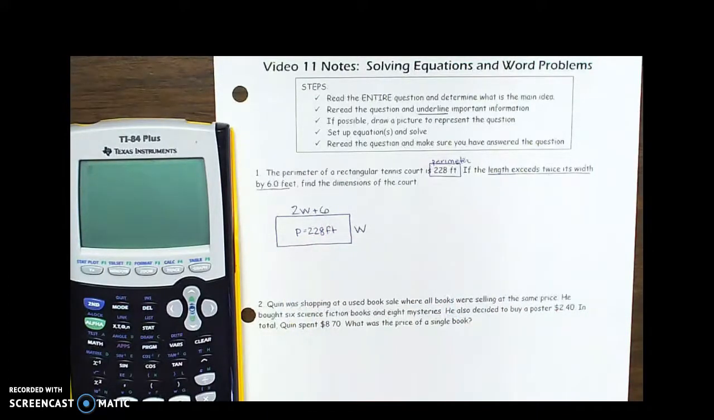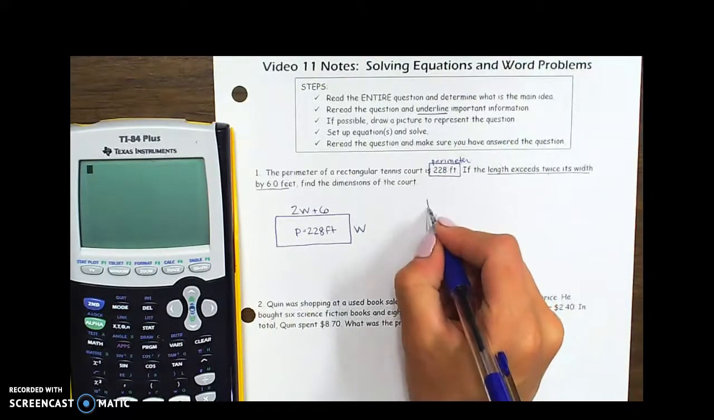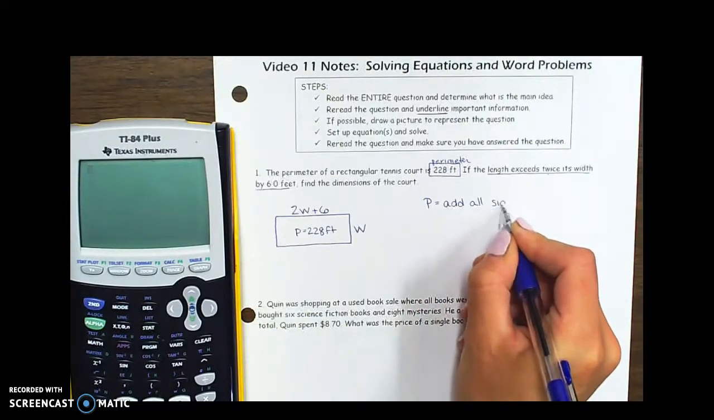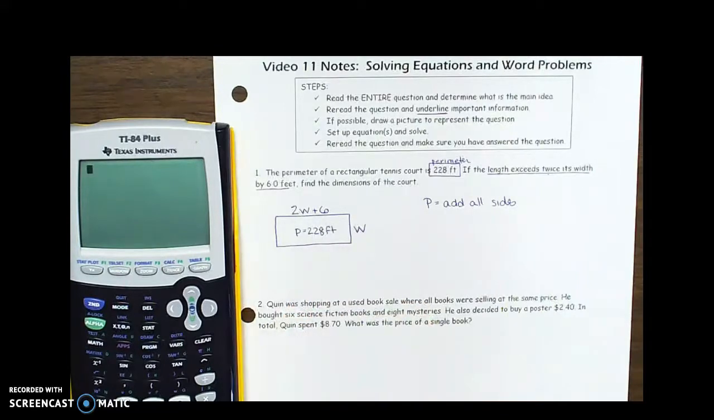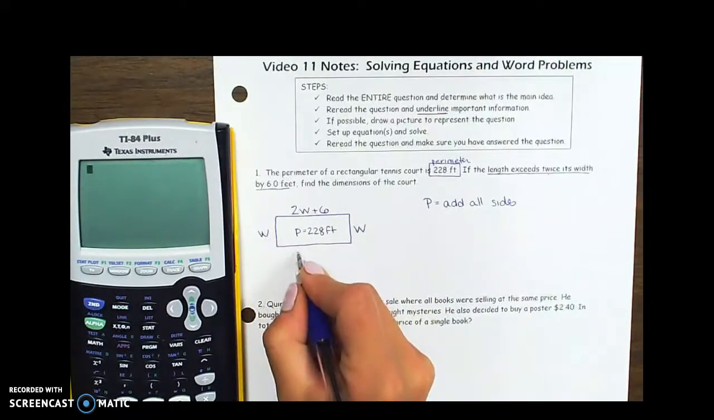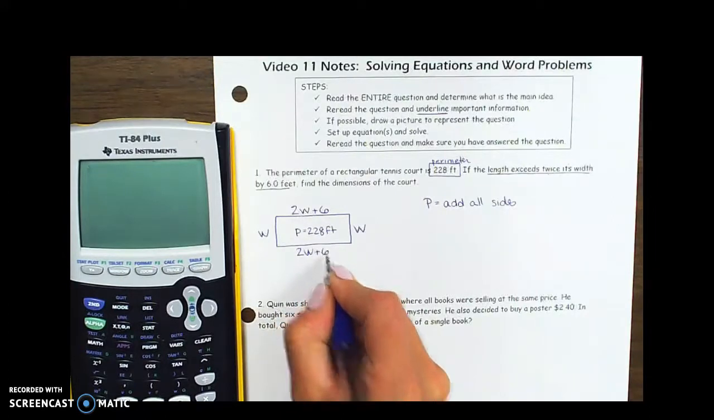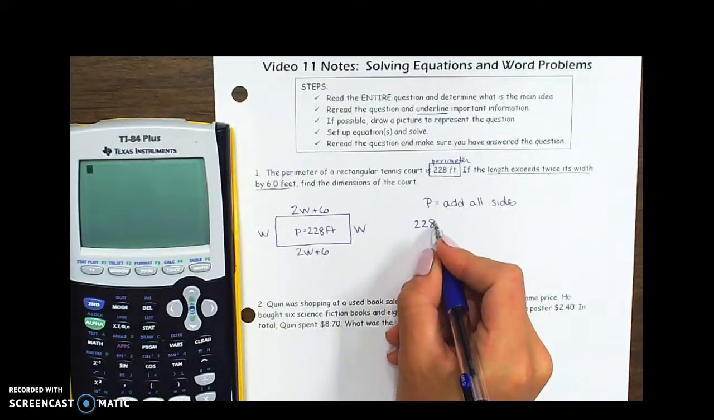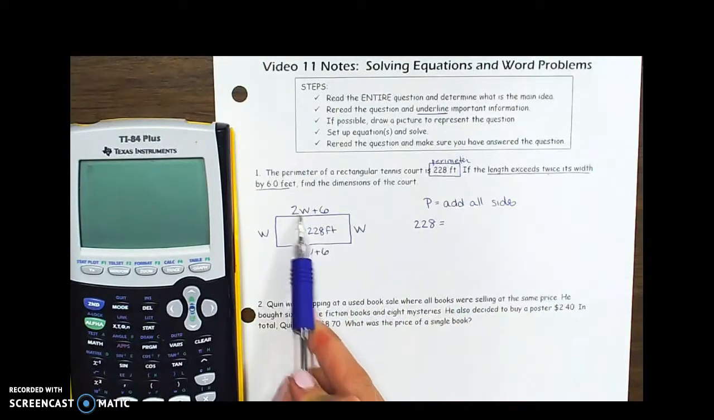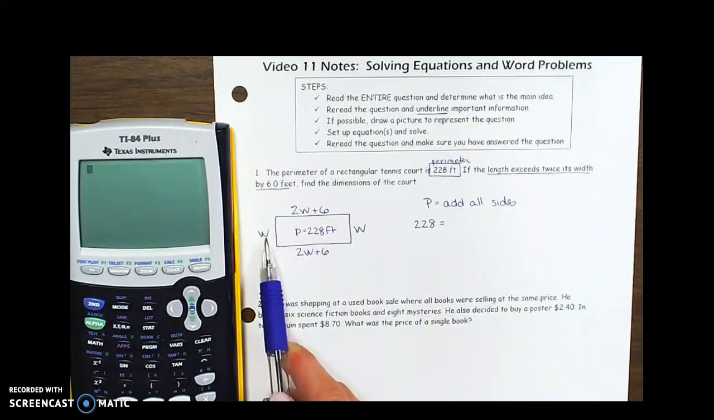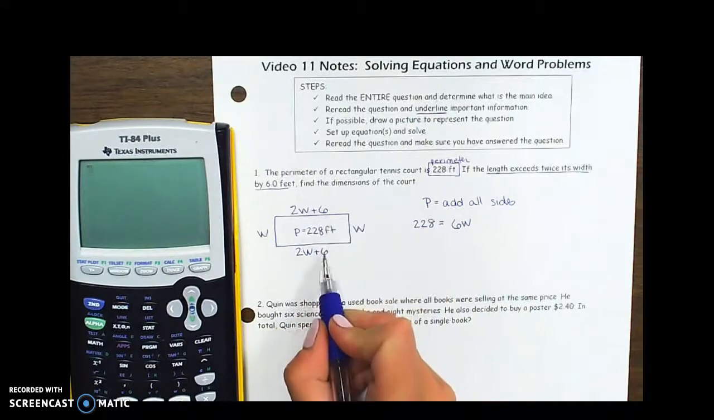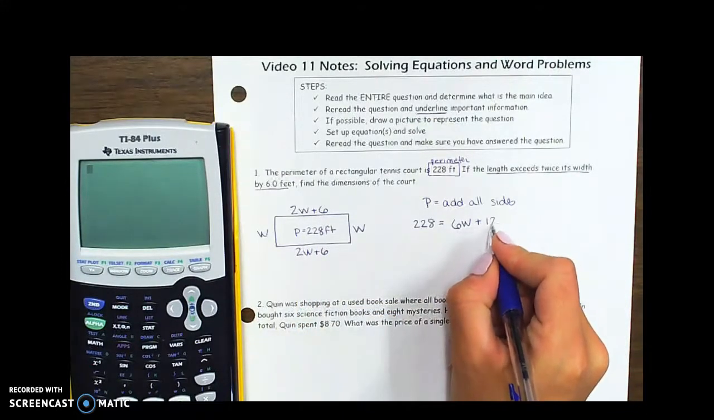Okay, so now we have our picture. We've used our important information. So now we're going to use the idea of perimeter. Perimeter equals, you're going to add all sides. In this case, we only have 2 sides written, but this is a rectangle, so we know opposite sides are equal. So now the perimeter is 228 equals, now we're going to add these all up. 2W plus W plus 2W plus W is going to give us 6W. 6 plus 6 for our constants gives us 12.